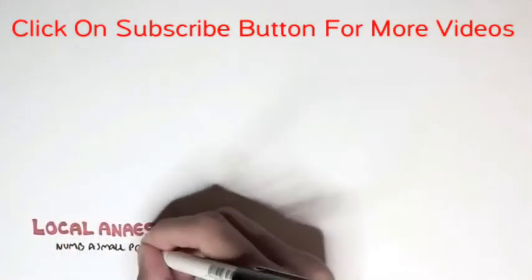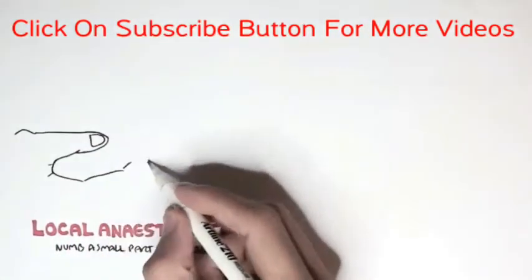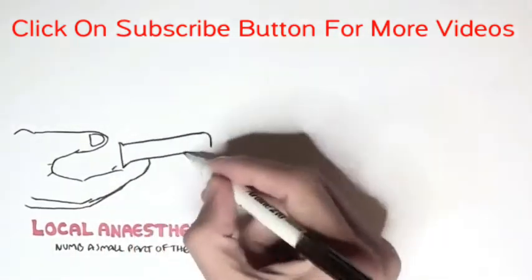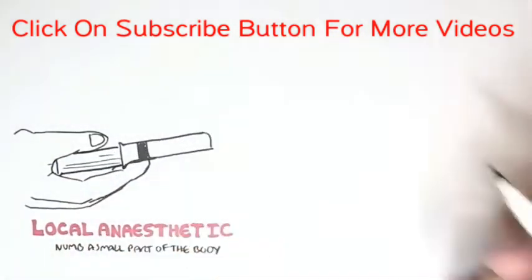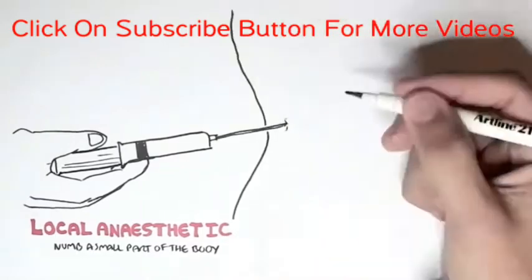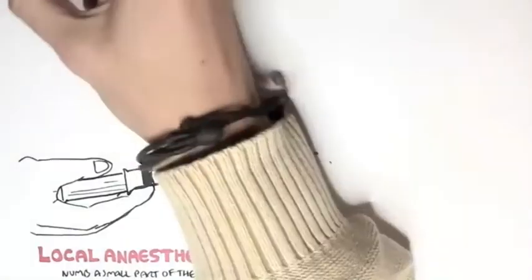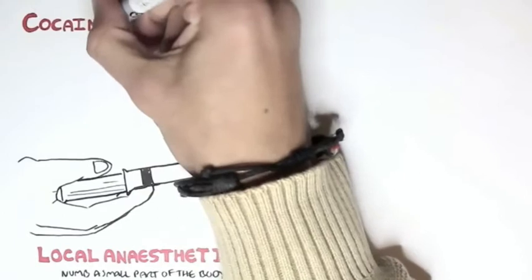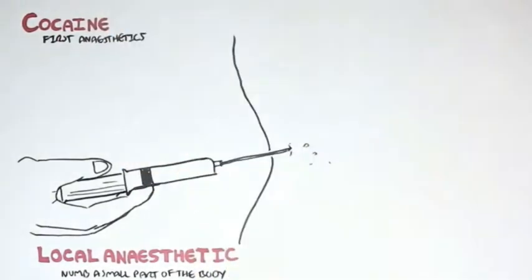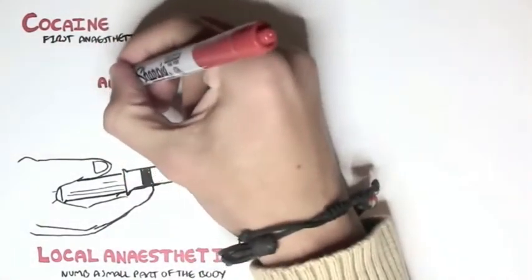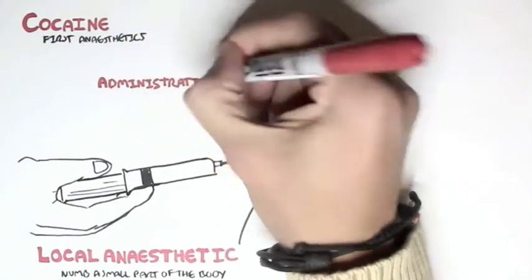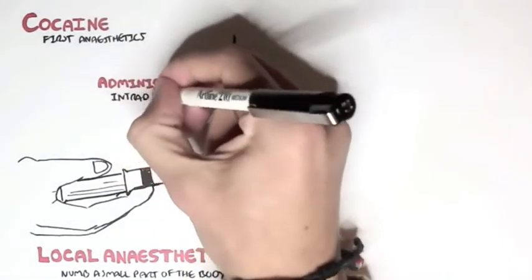Now, local anesthetics are used in minor surgery to numb a small part of the body. So here you can see some doctor injecting some local anesthetics into the body to numb the area so we can't feel anything. Interestingly enough, cocaine was one of the first anesthetics. Actually, it was the first anesthetic to be discovered.